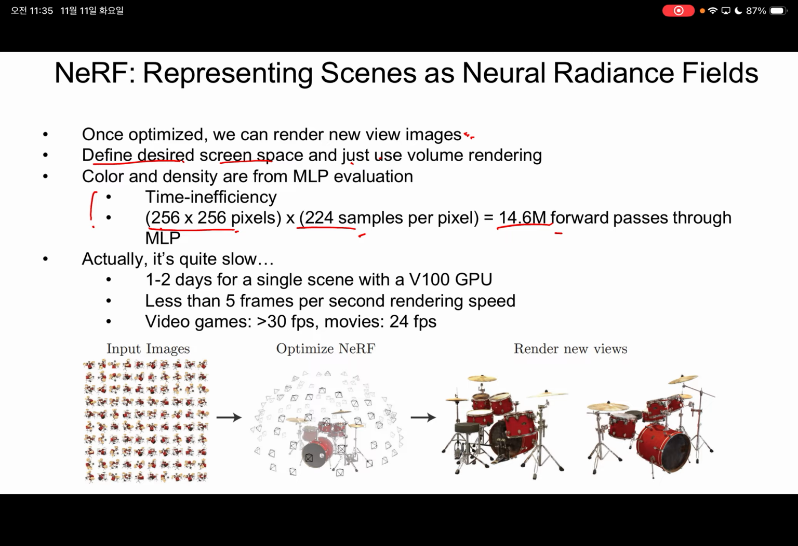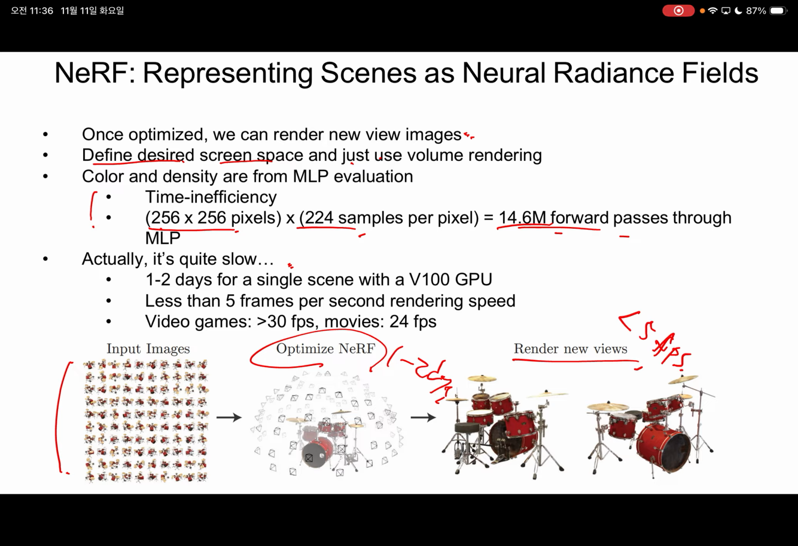It is too heavy, too slow, too many forward passes. So quite slow, empirically quite slow. Just optimizing NeRF for a single scene, just this drum, already takes 1 to 2 days. And this one renders at less than 5 frames per sec.